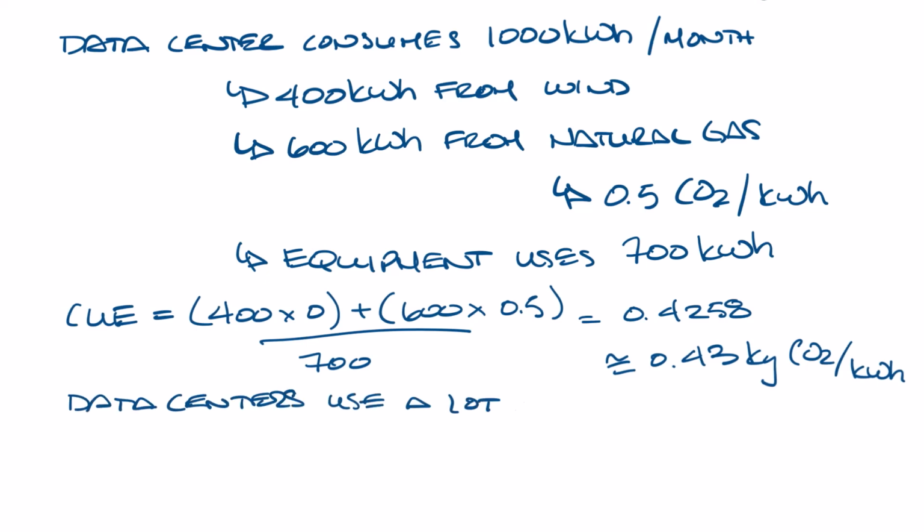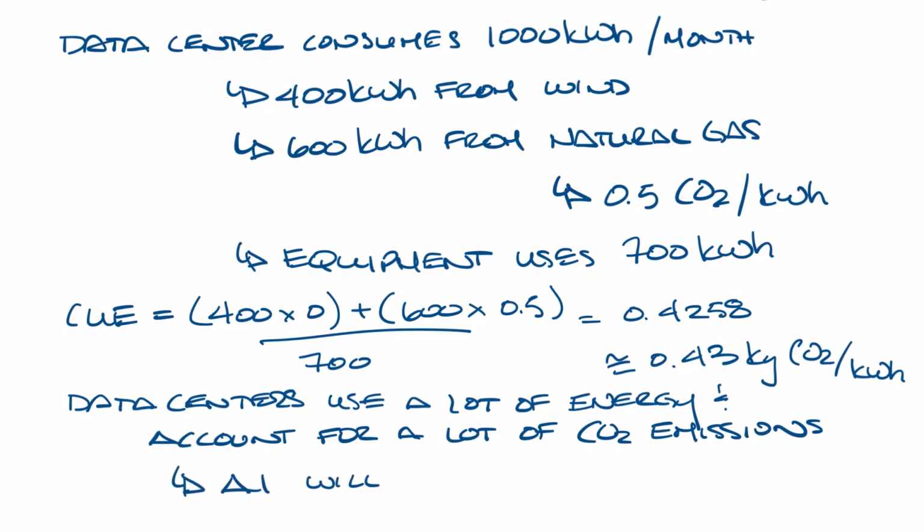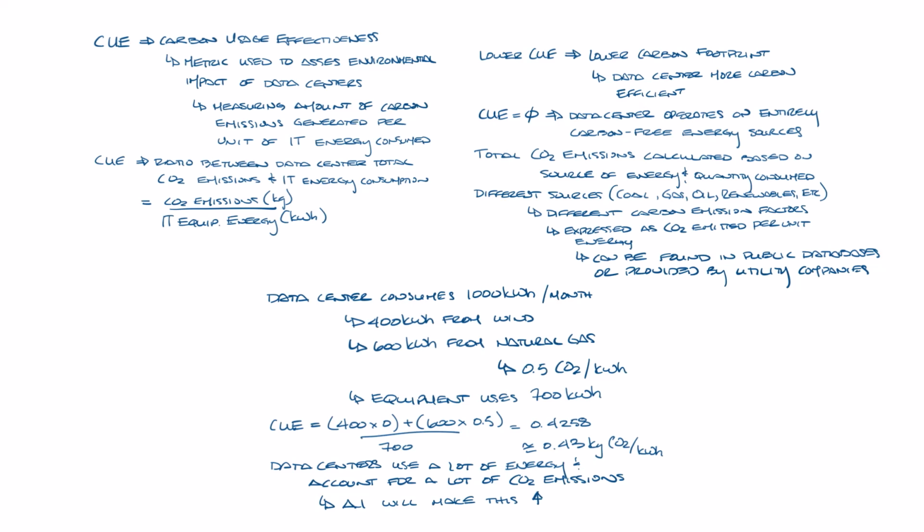Data centers use a lot of energy and account for a lot of the CO2 emissions, and with AI, those numbers are expected to go up. So let's bring everything back on screen. Knowing their PUE, WUE, and CUE will allow data center owners to measure and track their effect on the environment. So that answers the question, what is CUE?